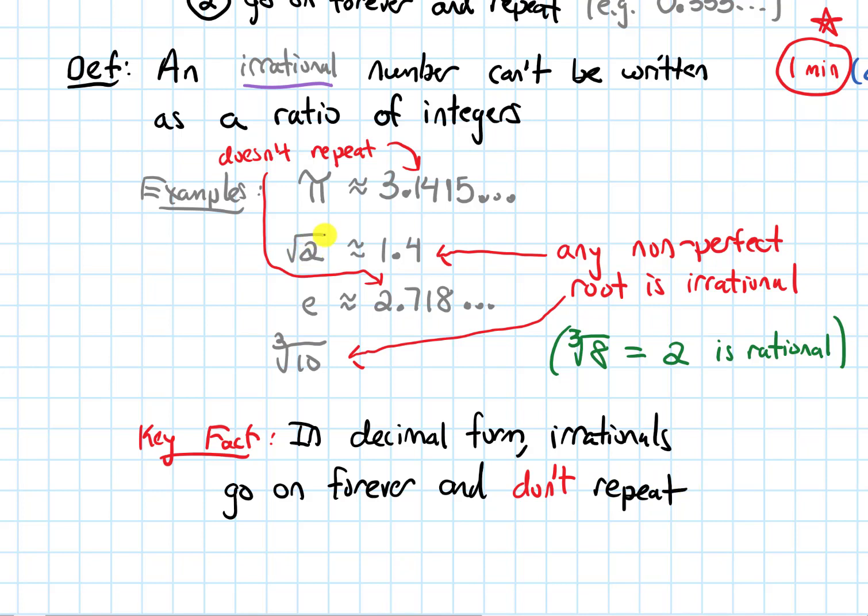I know that for square root of 2, I only wrote down one of the decimal places, but that's why I put approximately equal to. It's approximately equal to 1.4, but it does go on at infinite number of decimal places and it doesn't repeat.